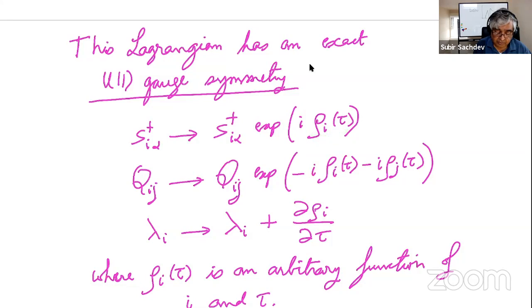It's some real field rho, which is periodic up to 2 pi because it's up in the exponential. I is the site and tau is the time. Yes, question?